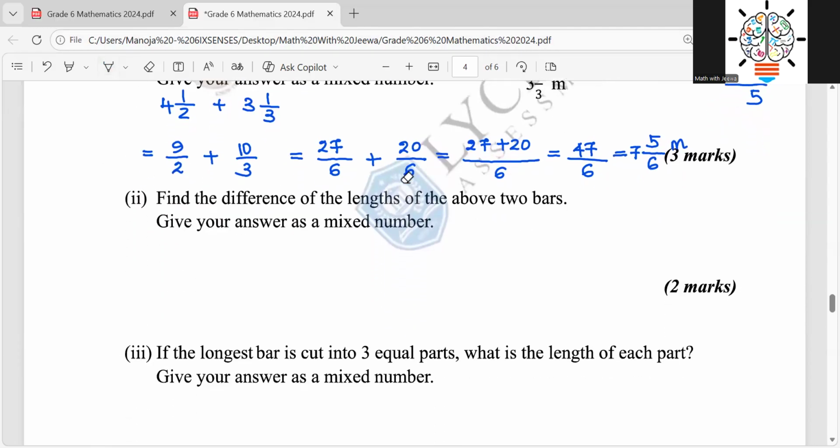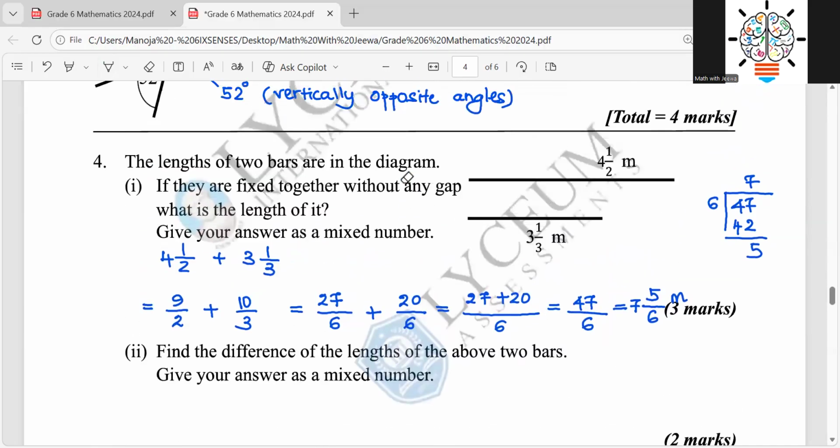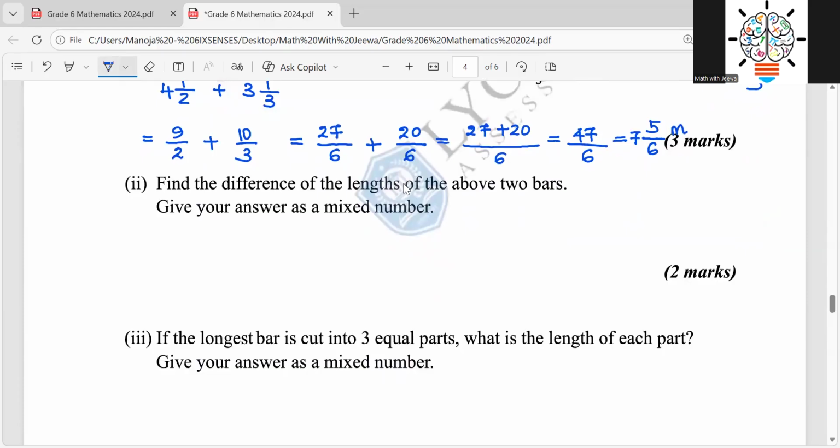So then we will move to the next one. Find the difference of the lengths of the above two bars. What you are going to do, children, if they are asking about the difference of something, you want to deduct the shorter value or the shorter bar from the longer one, right? So here what you should do, 4 1/2 subtract 3 1/3. So then the next step, it's easier for me because I have already done it like this, 9/2 and 10/3. So I know that the common denominator is 6.